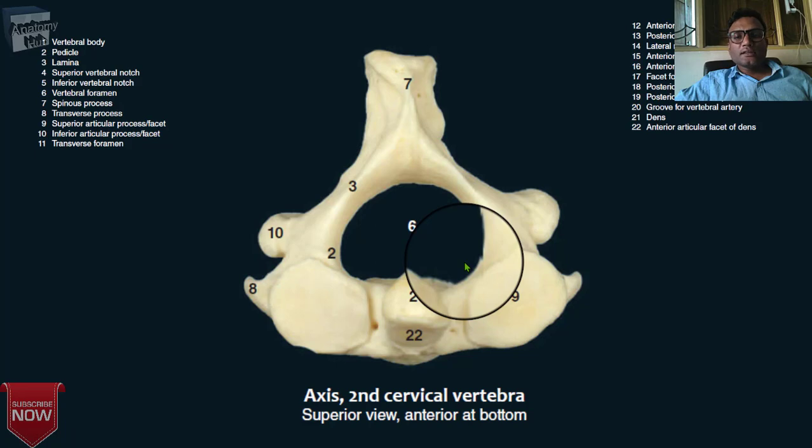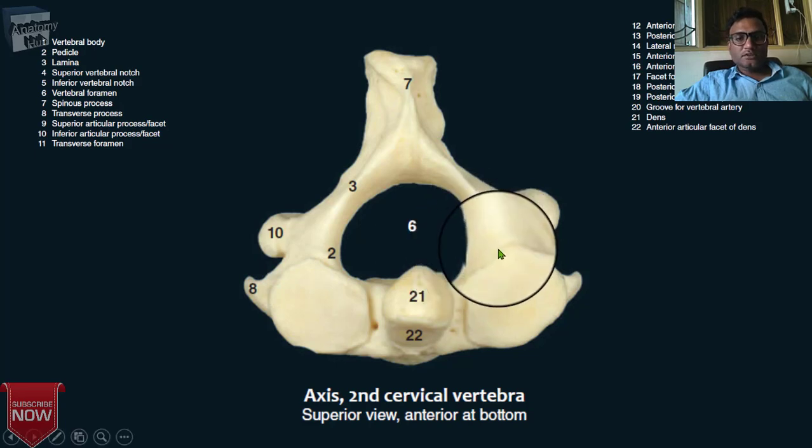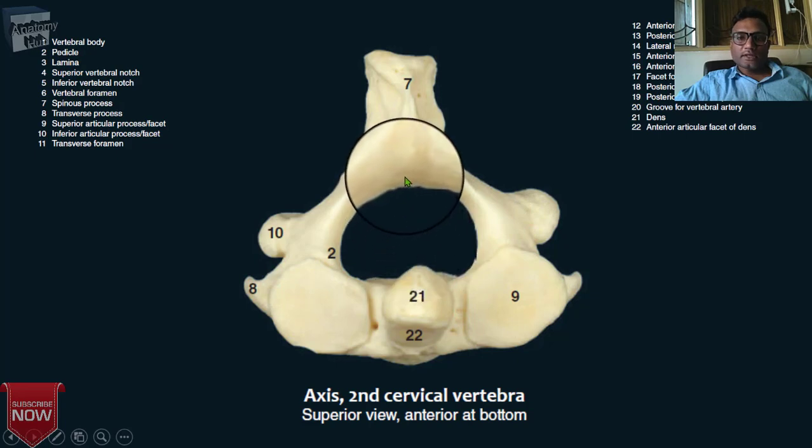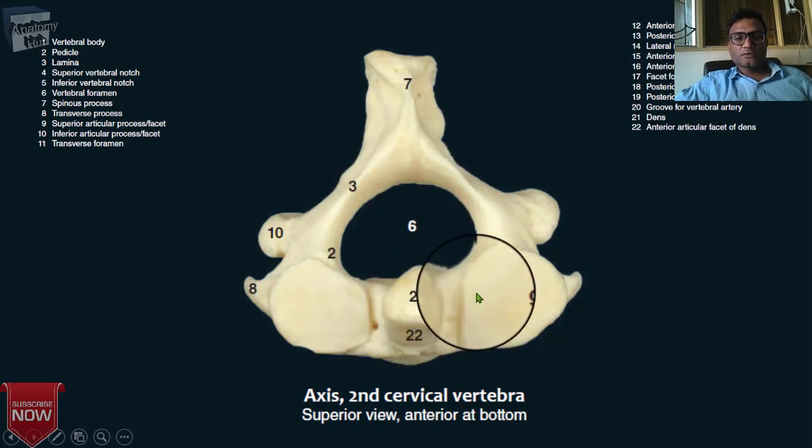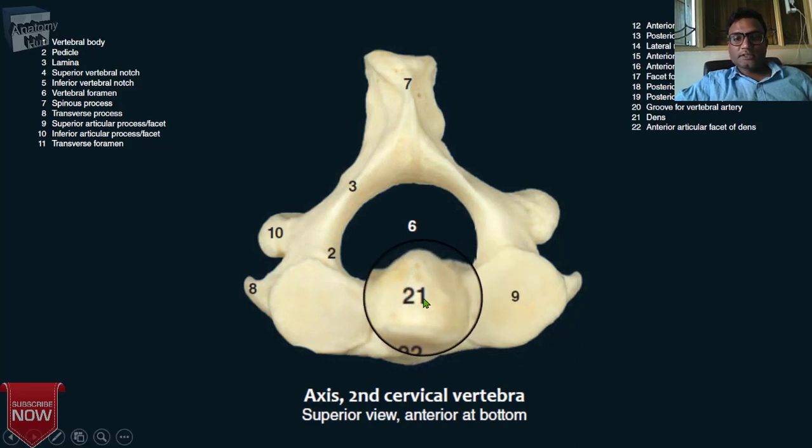Then another bony feature, another bone, is the axis. This is the superior view of the axis. The unique feature of the axis is the presence of the dens, the odontoid process, which is present only in the axis and which you will not find elsewhere.